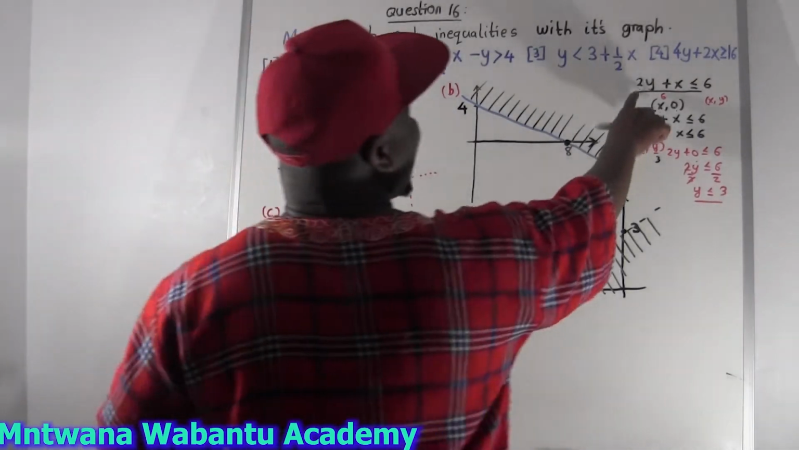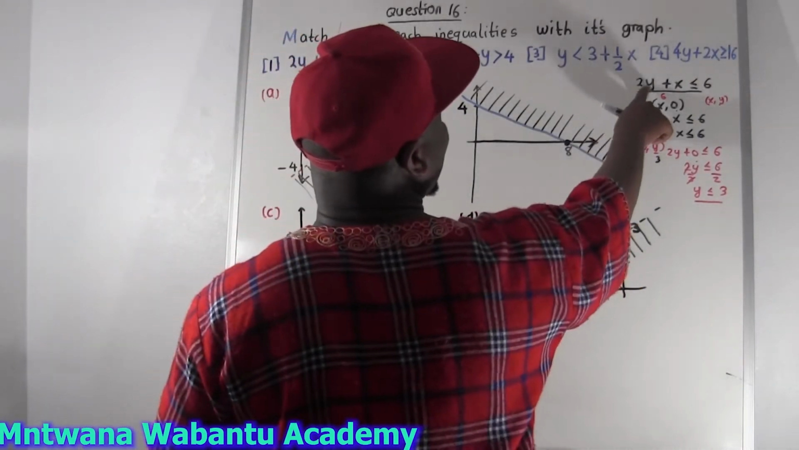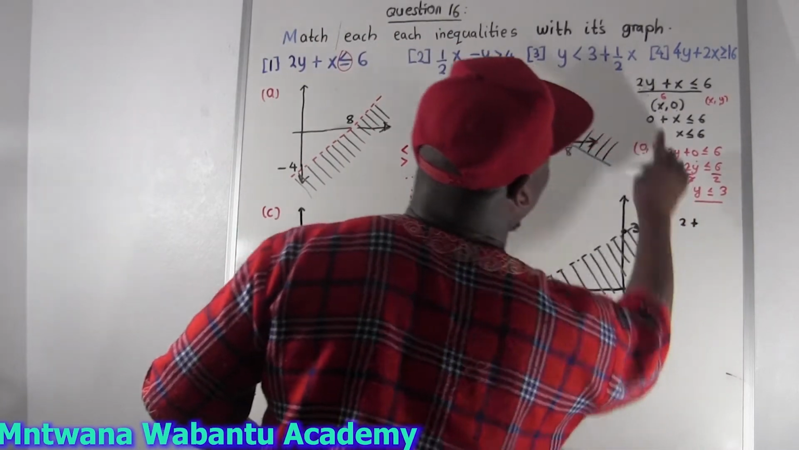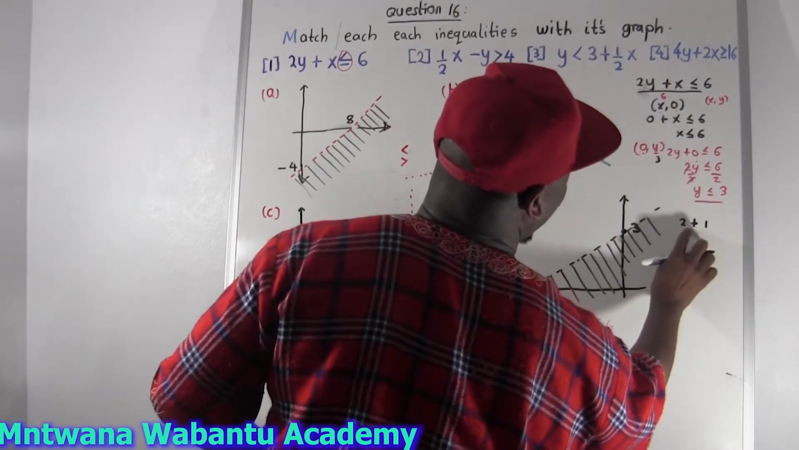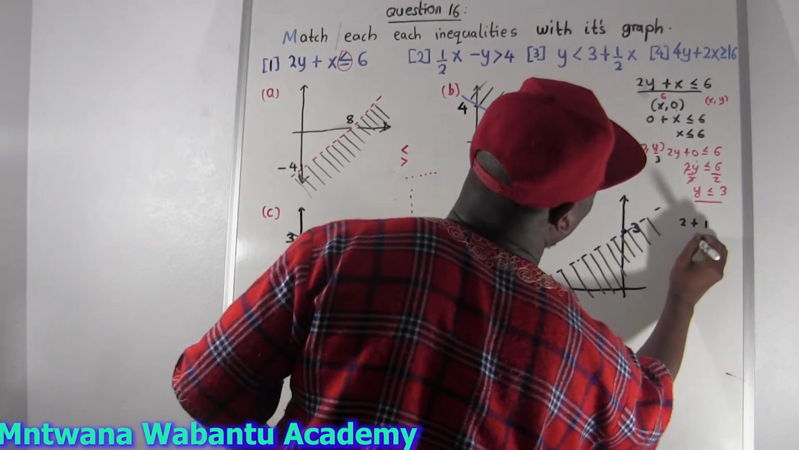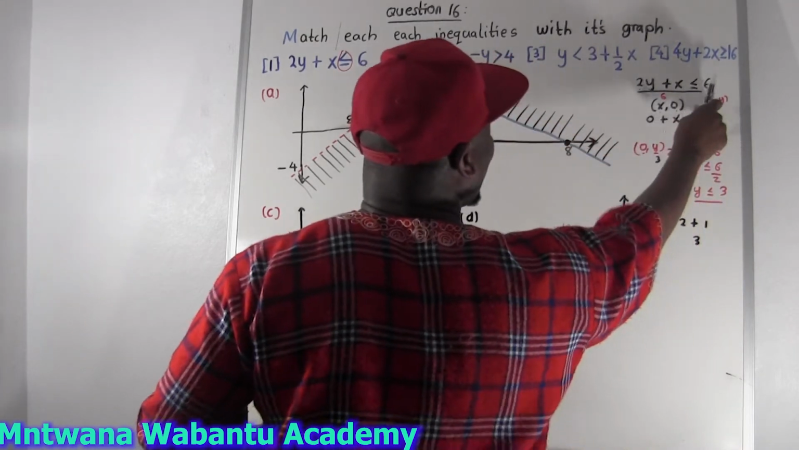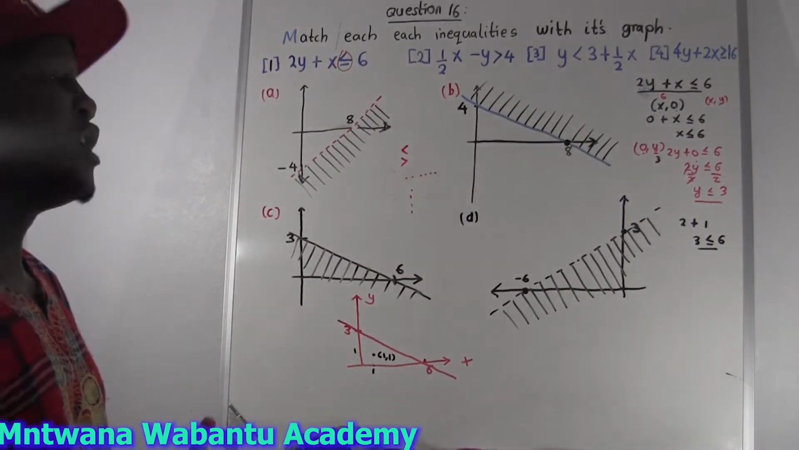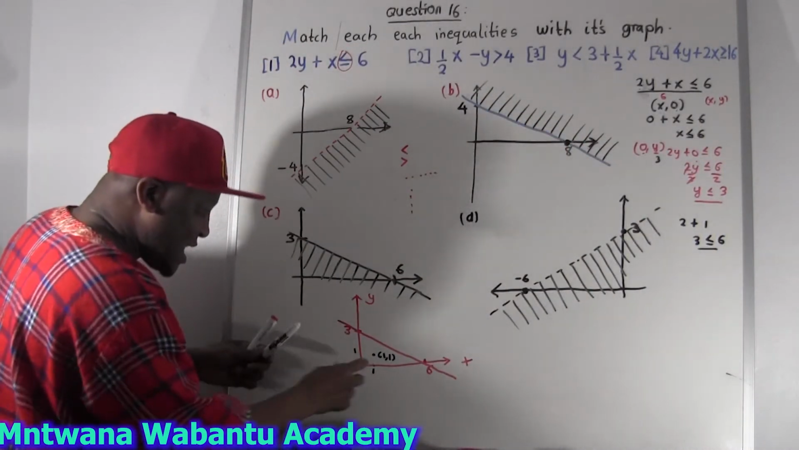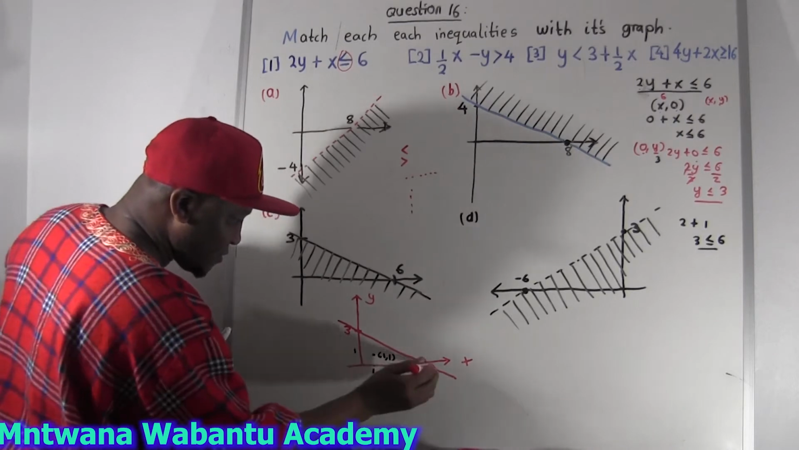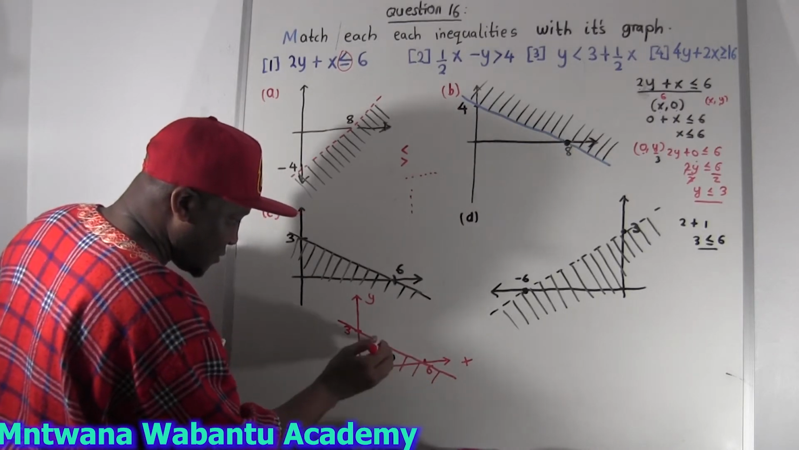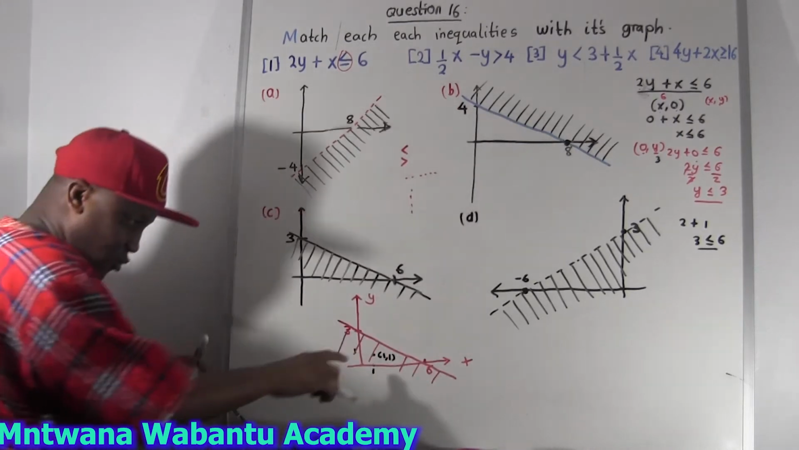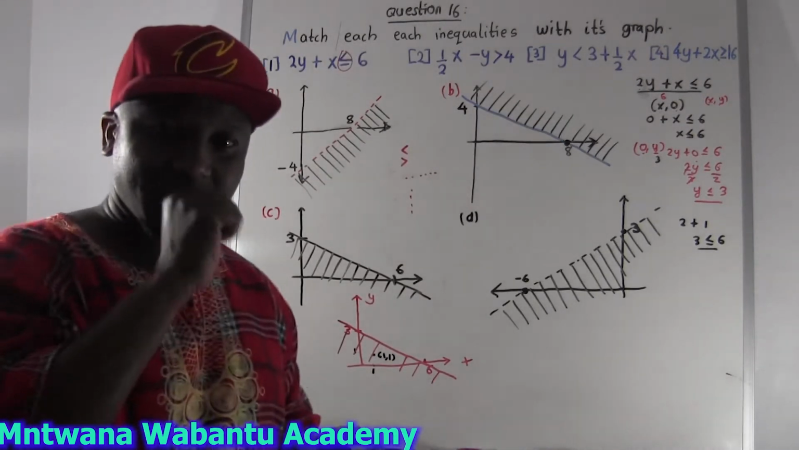What is x? With x equal to 1, 2 times 1 is 2, plus y, which is 1. Now 1 plus 2 equals 3. Is 3 less than or equal to 6? Yes, it's true. So if it's true, then we shade here, below. This is true, so that's the side we shade. You know what I'm saying?